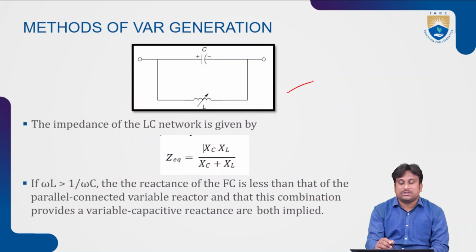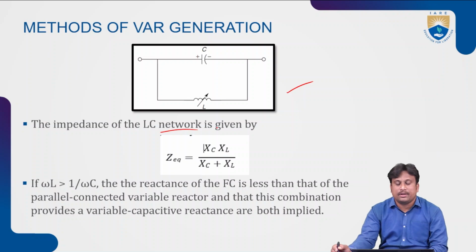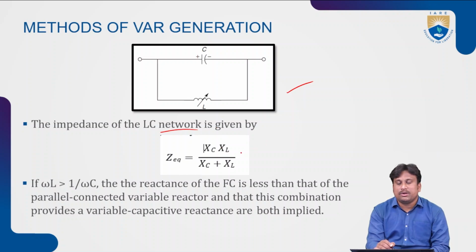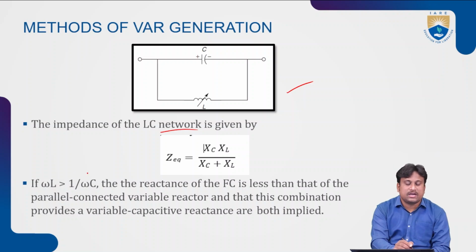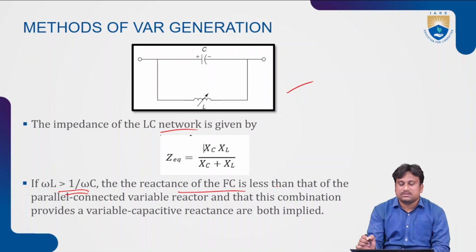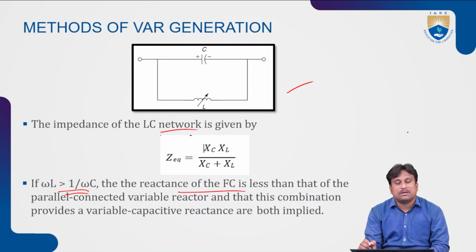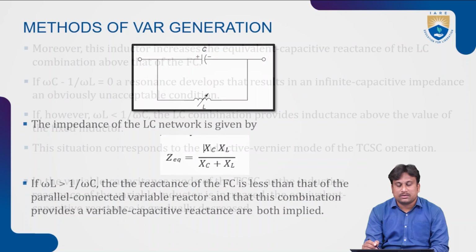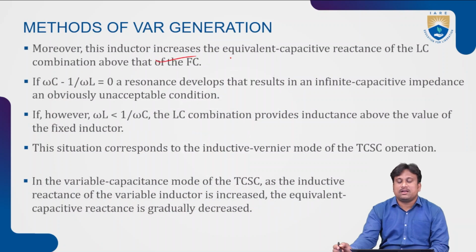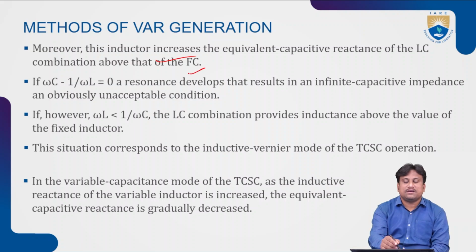This diagram shows an inductor connected across the capacitor. Due to this, the impedance of the LC network is developed. The equivalent impedance is the combination of XC and XL, XC times XL over XC plus XL. If omega L is greater than 1 by omega C, then the reactance of the FC is less than that of the parallel connected variable reactor, and this combination provides a variable capacitive reactance. Moreover, the inductor is able to increase the equivalent capacitive reactance of the LC combination as the FC exists.